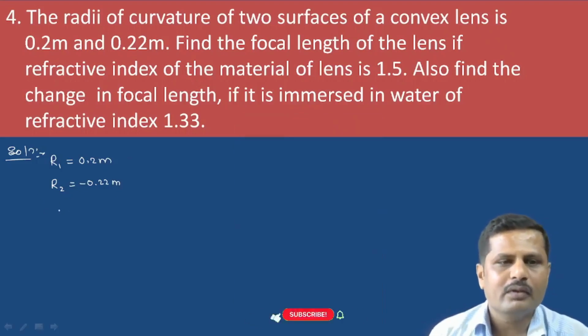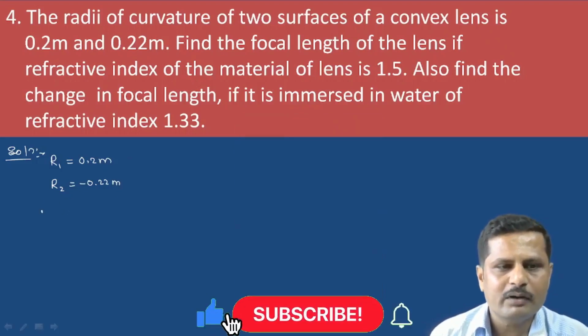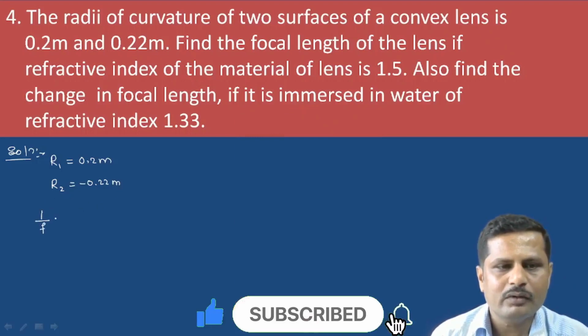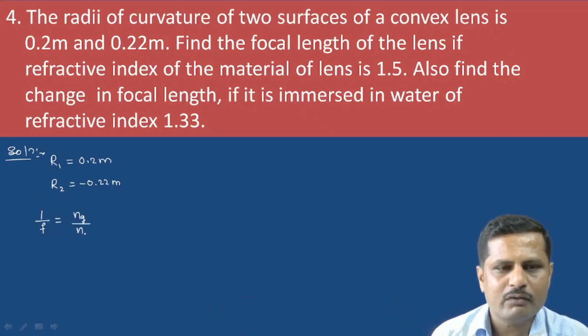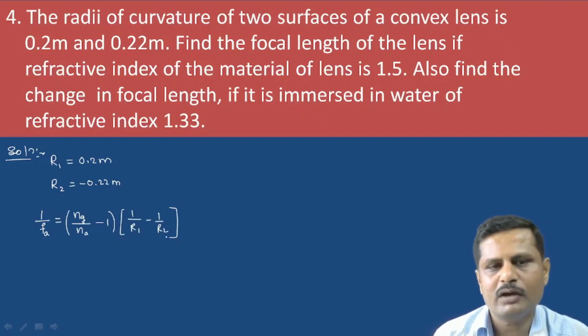Now we know that from the lens maker's formula, 1 by F equals the refractive index of the glass divided by the refractive index of the surrounding medium, let it be air now, minus 1, of 1 by R1 minus 1 by R2. This is the lens maker's formula. Whenever the lens is in the air, the focal length of the lens in the air is equal to Ng by Na minus 1 of 1 by R1 minus 1 by R2.